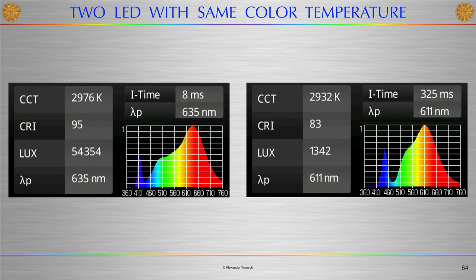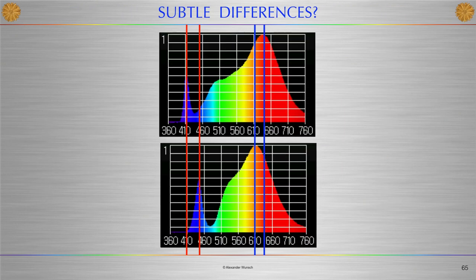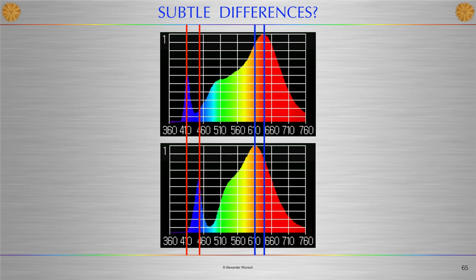One has a color rendering index of 95, the other has a color rendering index of 83, which is really bad in my opinion, and they almost look identical. But when we arrange the spectra in a different manner, we can see the peak of the one is around 410 and the peak of the other is around 450, which is the same you would find in standard LEDs.